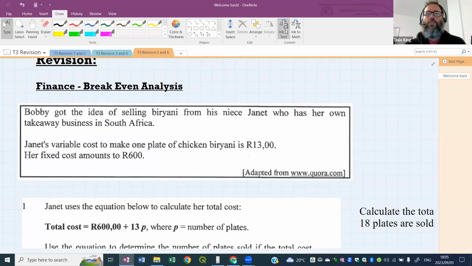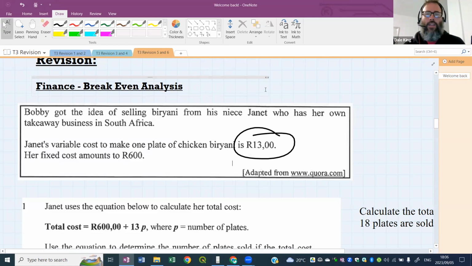Now, I have a question for you before we carry on with the questions below. Fixed costs here. What could be in the fixed costs? What fixed costs could Janet have to make her biryani? Any examples out there? Does anyone have an example of fixed costs?